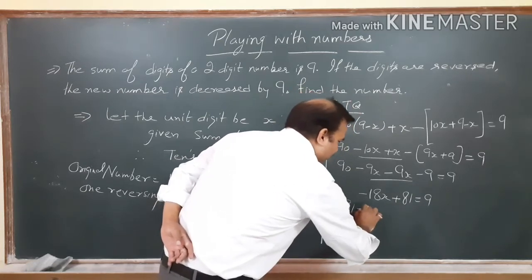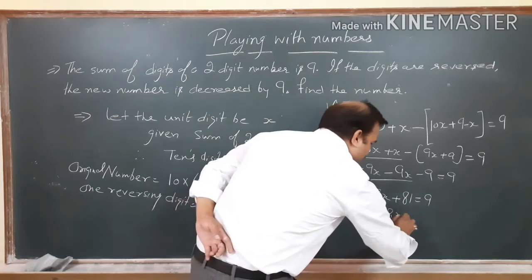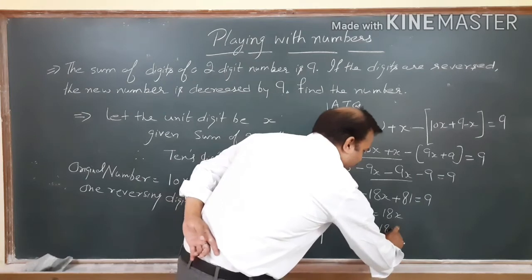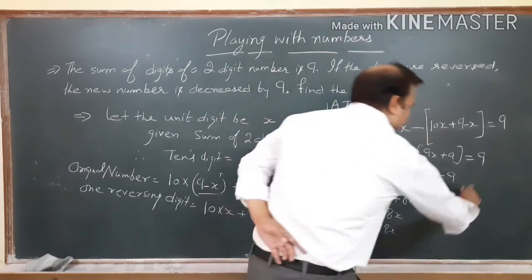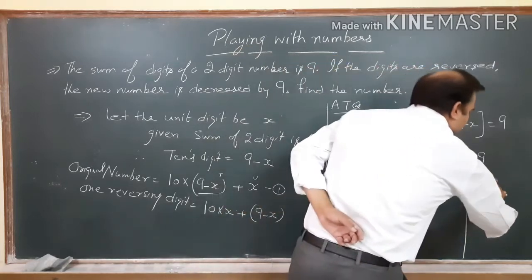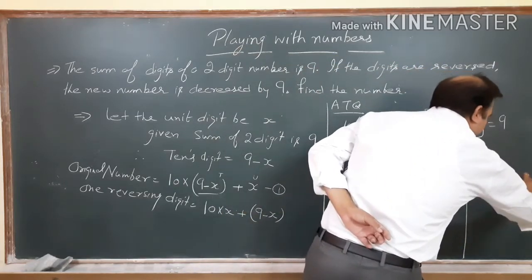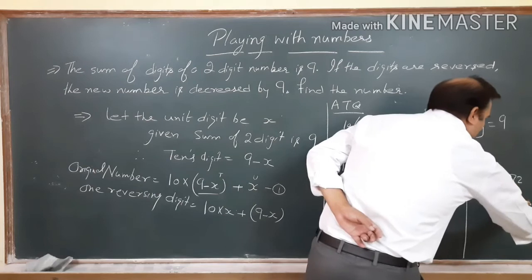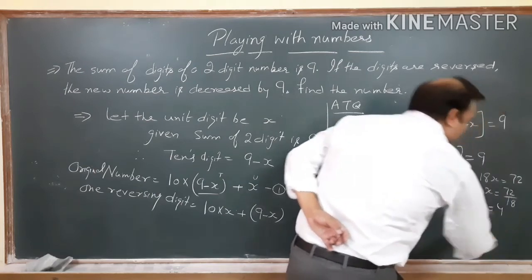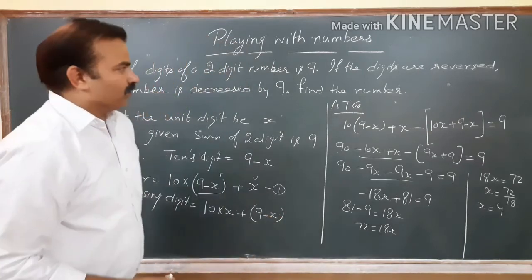So this will become 81 minus 9 is equal to 18x. This will become 72 is equal to 18x. Further, it means 18x is equal to 72 and x is equal to 72 by 18. It means x is equal to 4.